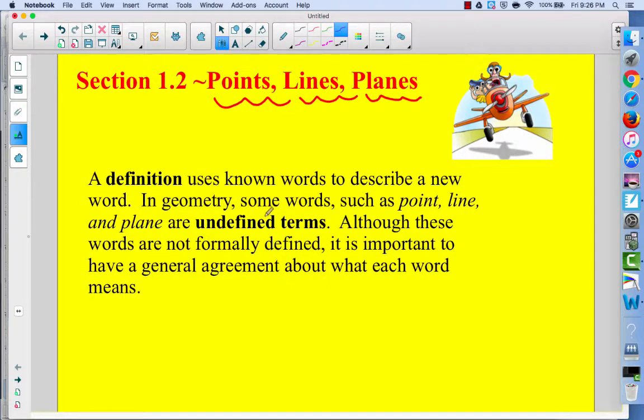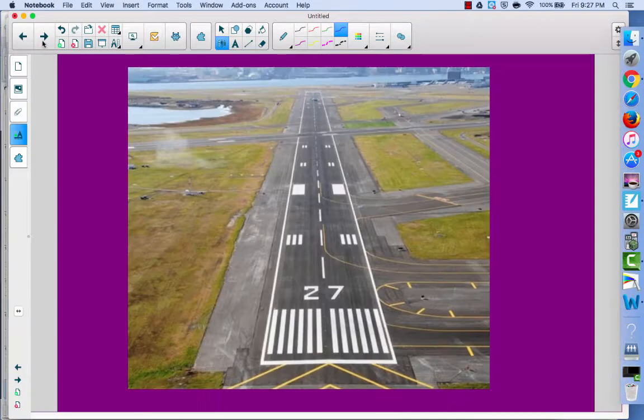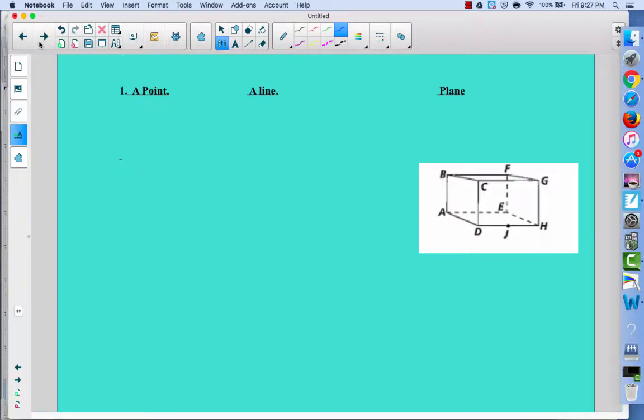Well, in geometry, some words, such as point, line, and plane, are undefined terms, meaning we have to come up with an agreed upon name or definition for them so that we can define other things using them. So we have to actually agree on their undefined definitions. But a point, a line, and a plane.